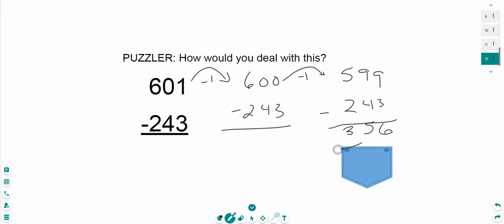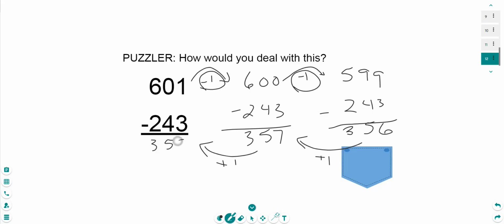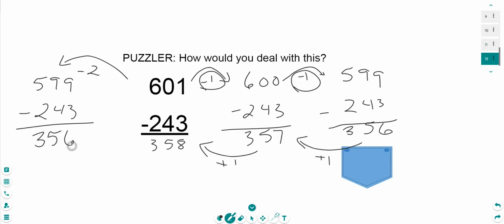I have to make sure that I'm not just adding 1 back in for 357. I actually subtracted 2 in order to make it a number that was easier to work with, so I have to make sure to add 2 back in when I'm done. Some of you may have realized that you could subtract 2 right off the bat for 599, and then realize that you have to add back 2 more to get the final answer of 358.